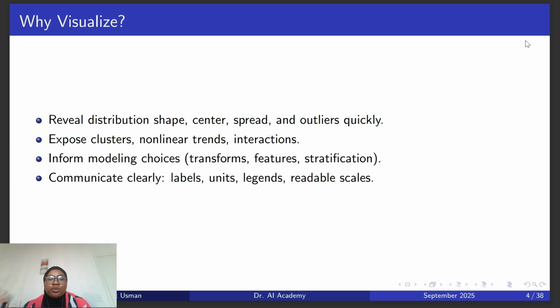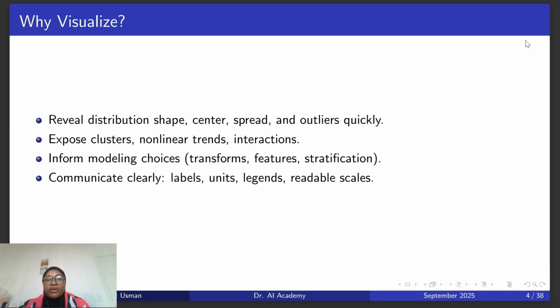And of course, because of seeing the data in a better way, it can help our modeling choices. If there's a need for us to transform our data, if there's a need to select some features, if there's a need for doing some form of stratification where you define different strata, that is part of why we visualize. And most importantly, it helps us communicate clearly.